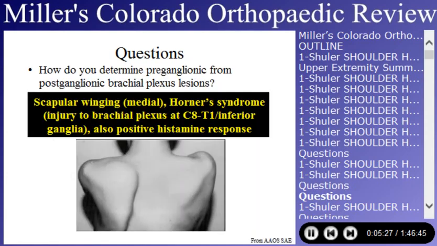How do you determine preganglionic from postganglionic brachial plexus lesions? It's medial scapular winging, Horner's syndrome if there's an injury to the inferior ganglia of the brachial plexus or the stellate ganglion. And something that I haven't seen tested in years, but it was some of the material I was reviewing for my board exam. It's also associated with a positive histamine response. And here's a clinical diagram. Patient had trauma, medial scapular winging.